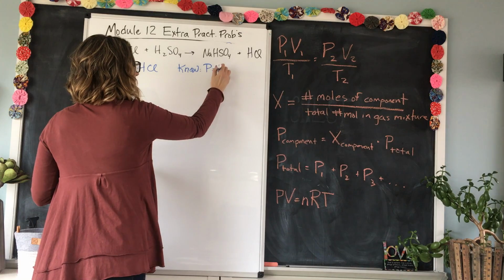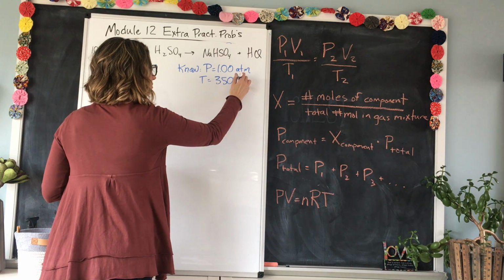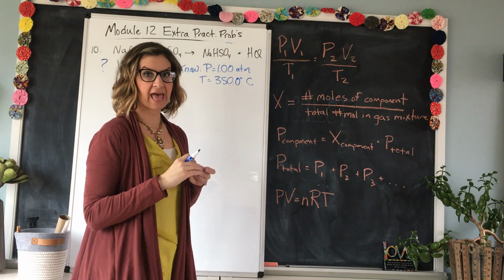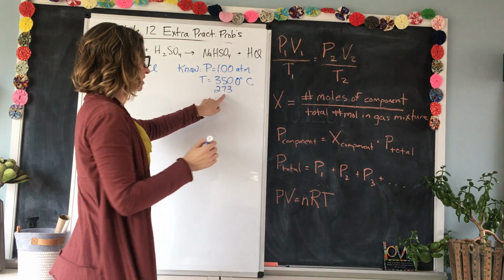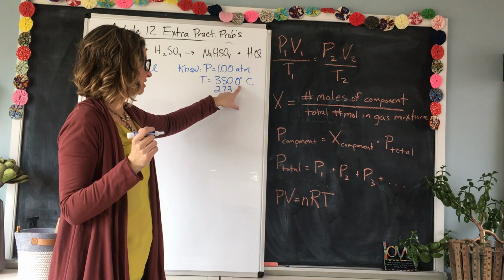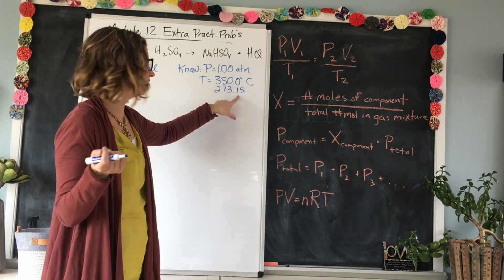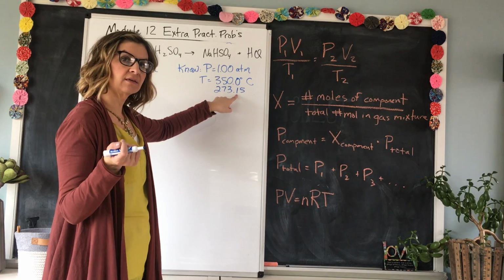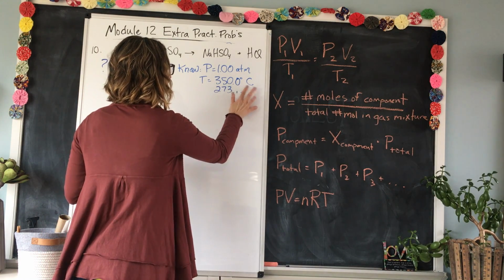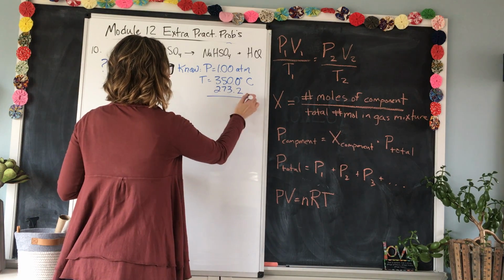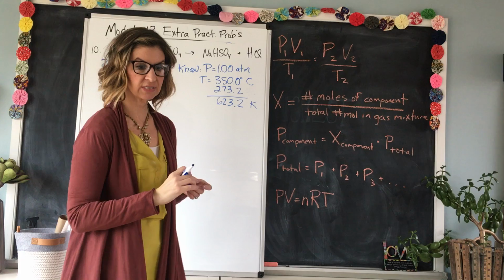And I remember the pressure was 1.00 atm. The temperature was 350.0 degrees Celsius. So I'm going to add 273.2 to get to Kelvin. We usually just add 273, but remember it can be 273.15 to add to Celsius to get Kelvin. I'm just going to round to the tenths place because our 350.0 goes to the tenths place. So I get 623.2 Kelvin. There's the temperature that we'll use.